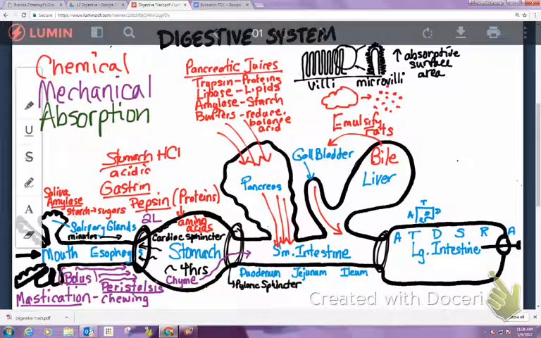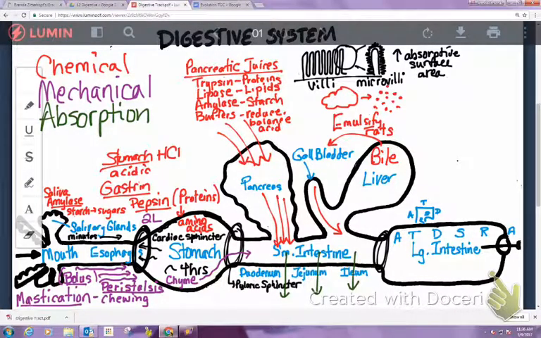Okay. Moving on, we'll talk about absorption here in the small intestines. So I'm going to switch to my green color. Finally, we're getting some absorption here. Oh, never mind. I've been writing in green this whole time.